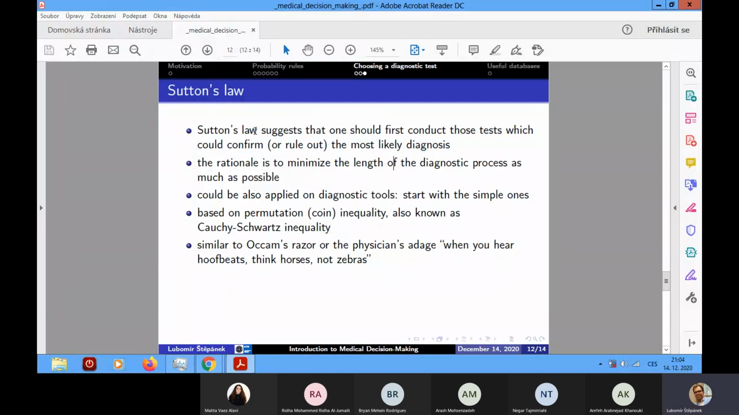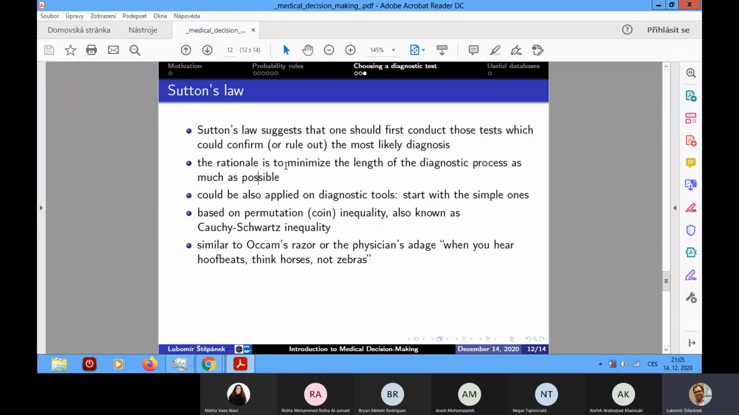So if you are able to sort your possible diagnoses in decreasing order, then start to confirm or rule out the first one, the most likely one. This is absolutely what Sutton's law is about. It's as easy as this. What is the rationale behind this? It's very simple. It's simply to minimize the time length of the diagnostic process as much as possible.